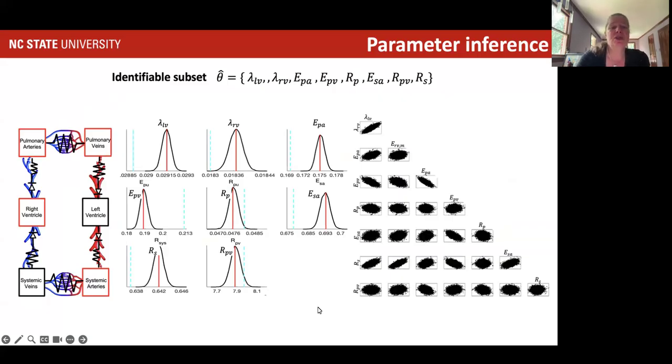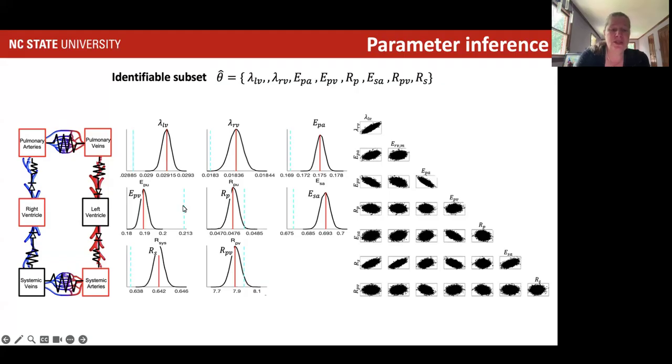So here we use a Bayesian approach. We use Bayesian inference to estimate the parameters. And one of the things we learned here is that if we have a good set of identifiable parameters that we estimate, we get very nice Gaussian posterior distributions for all of our parameters, which means we can sample from these and not just get a prediction, but get a prediction with uncertainty.